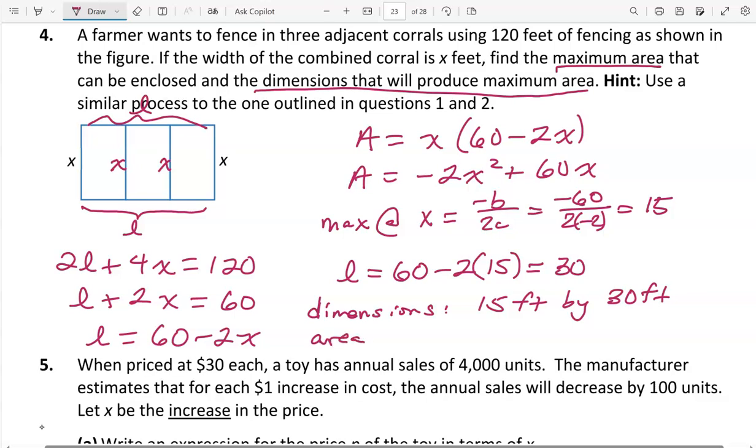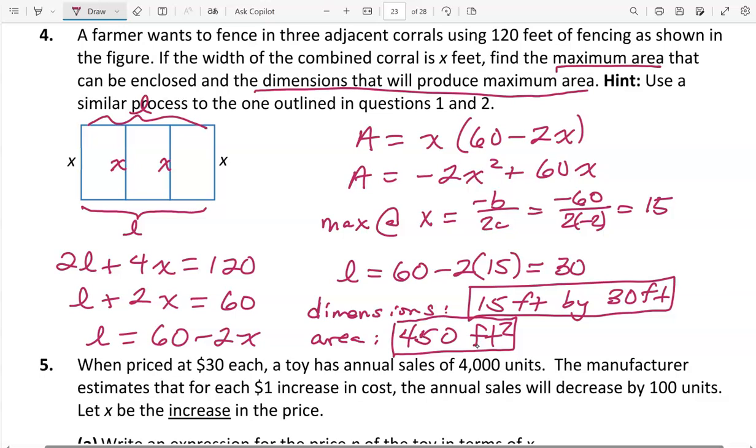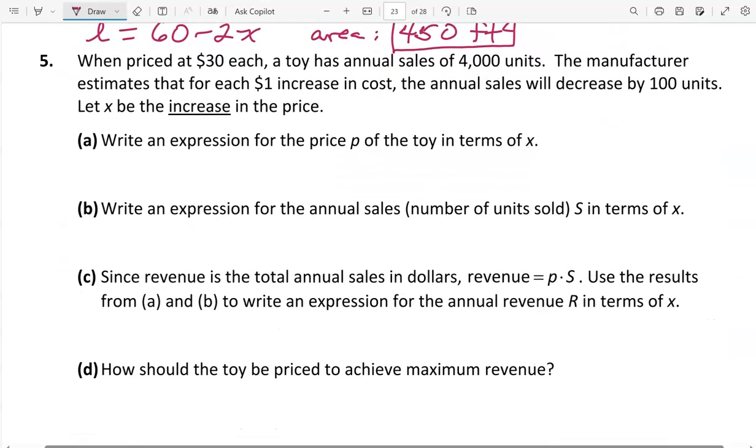And our area is the product of the width and the length. So that's 30 times 15, which would be 450 square feet. Remember, dimensions have linear units on them, in other words feet, and then the area will have units that are square units, so square feet. All right, let's talk about toys.